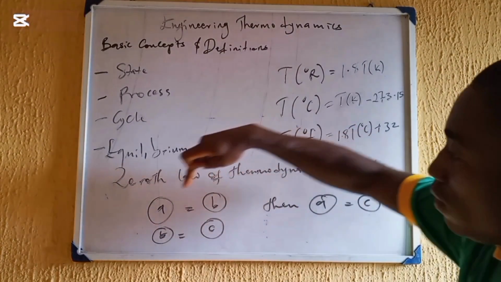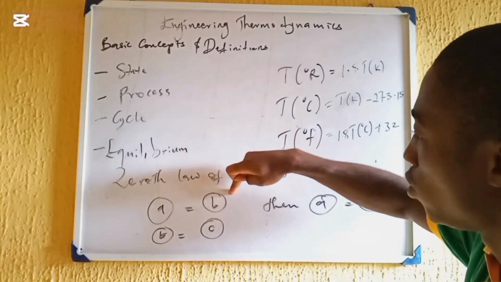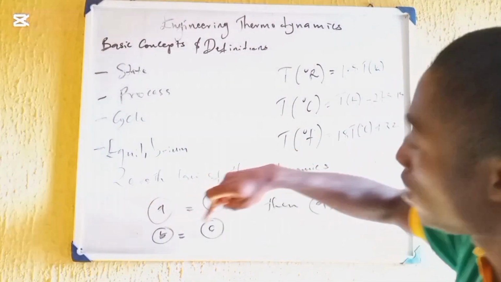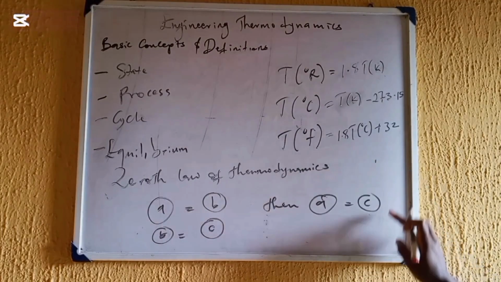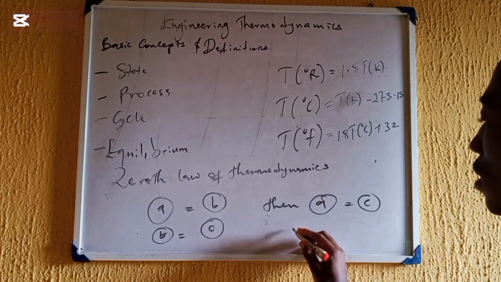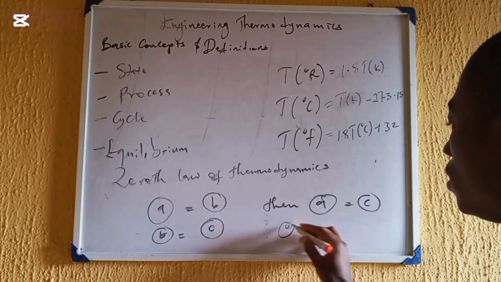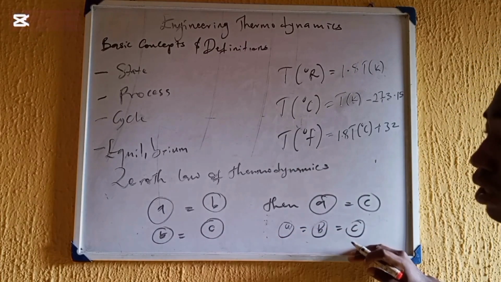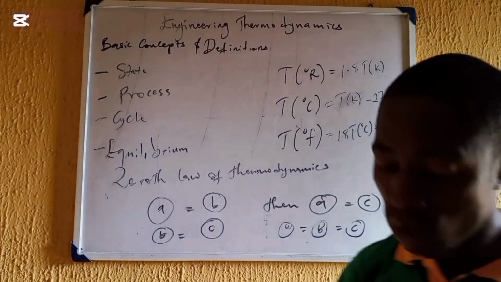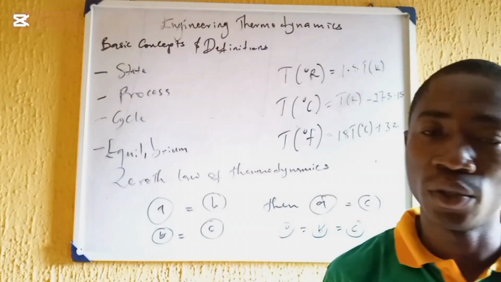So if system A is in thermal equilibrium with system B, and system B is in thermal equilibrium with system C, it means that system A is in thermal equilibrium with system C. So we have A equal to B equal to C. So the three systems are in thermal equilibrium with one another.